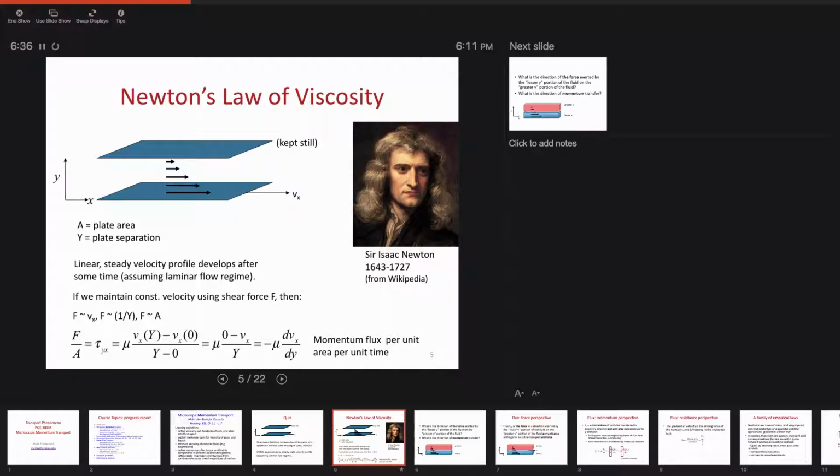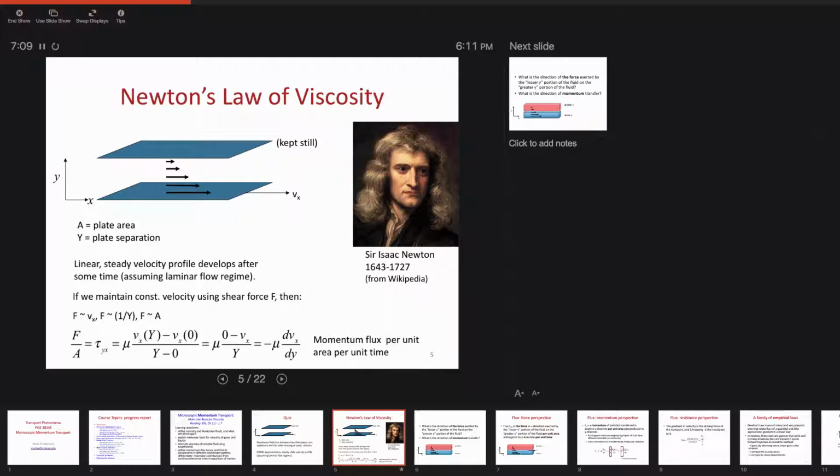This subscript yx is the sign that my transfer of momentum is orthogonal to the actual velocity direction. So velocity direction is x, but the momentum transfer is in y. And those two things are orthogonal. And this proportionality constant is called mu. So this is my linear law. I'm normalizing my force per area because the plate could come in various sizes. So that's my shear stress.